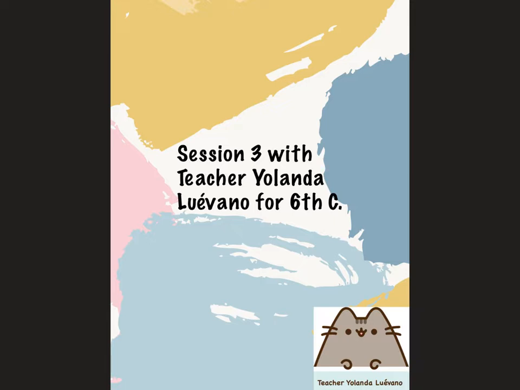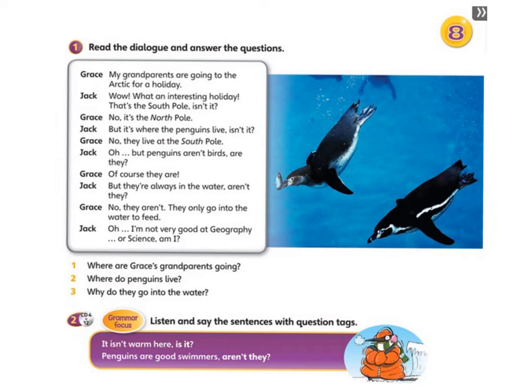For session 3, we're going to need our student's book, workbook, and our English notebook. Please go and get them. Let's open our student's book at page 95. At page 95, we have this dialogue. It says, read the dialogue and answer the questions.